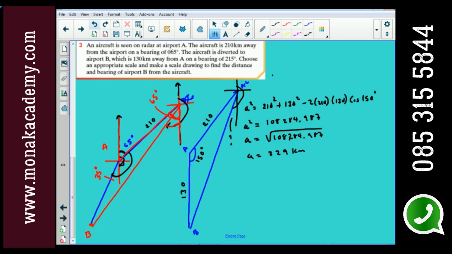But what we want to know is this part only. Since we know that this whole angle is 65, if we find this and subtract from 65, we will be able to know this part only, right? So in other words, what we want is to find this angle here. Let's use the sine rule.